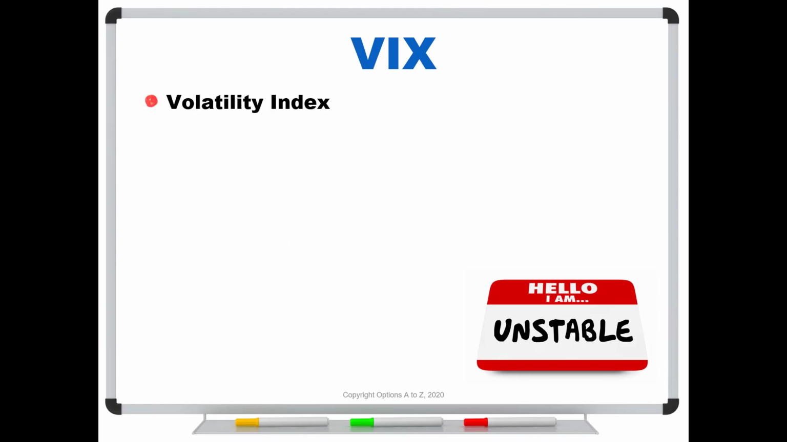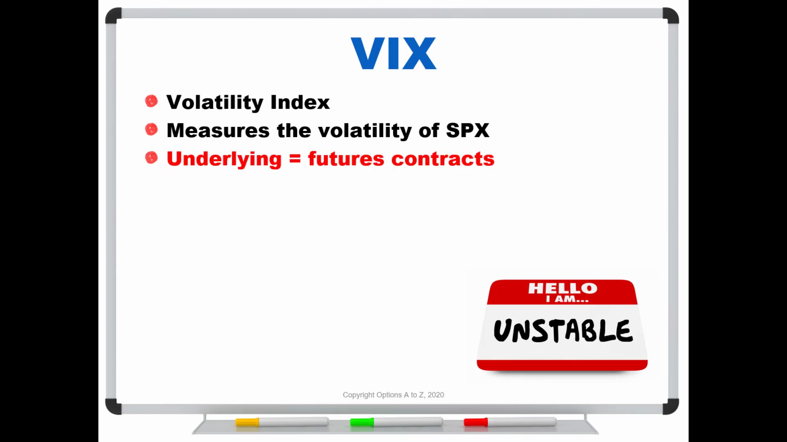So remember that the VIX stands for the volatility index, and it simply measures the volatility of the S&P 500 or the SPX. One of the problems, however, is that the underlying are futures contracts. It is not the VIX. And so right off the bat, traders get into some very weird pricing relationships, and that can cause some problems.